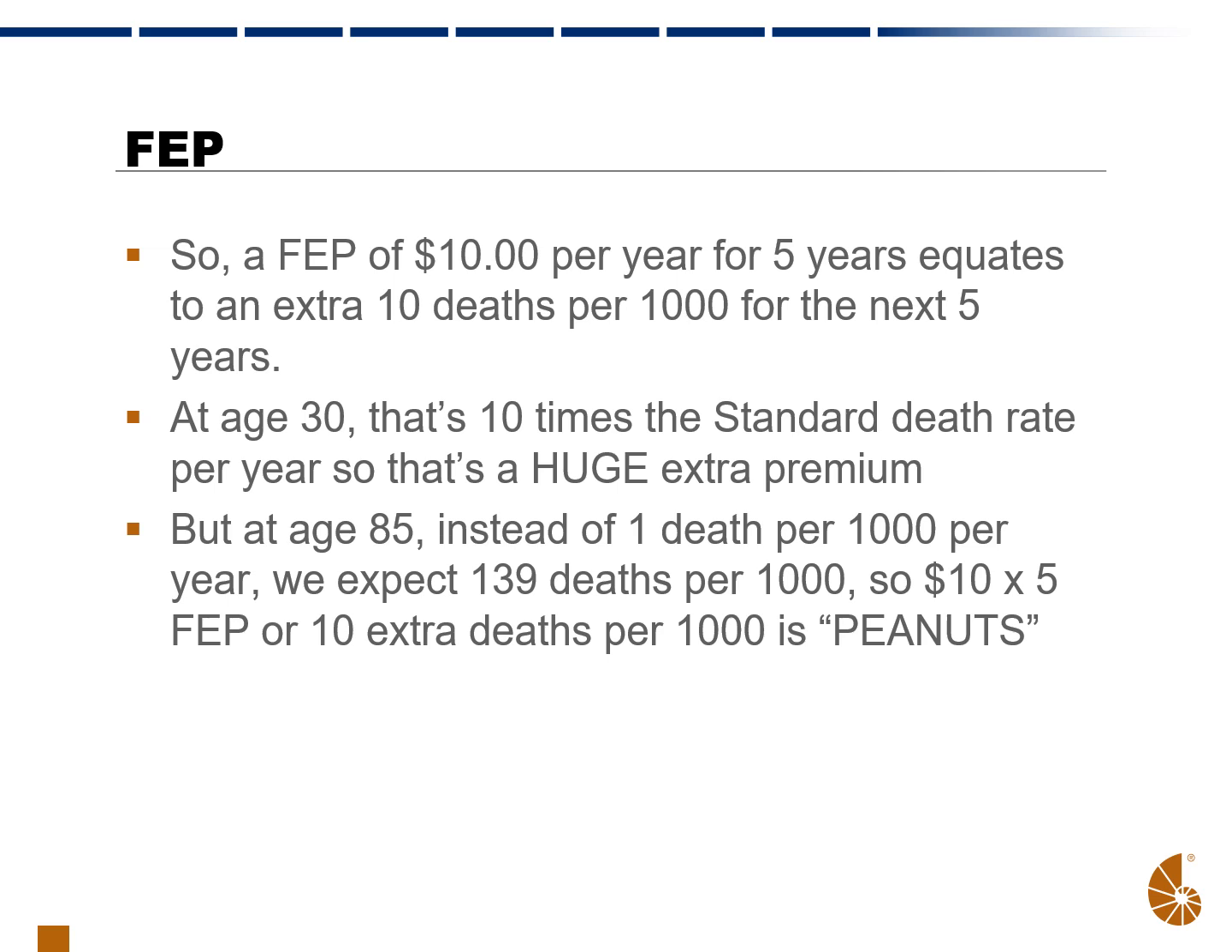So you can see that at younger ages, table ratings are lower cost to the applicant, whereas a flat extra premium is huge. At older ages, like 85, flat extra premiums are peanuts and table ratings are huge. So that's the difference when you look at a case.